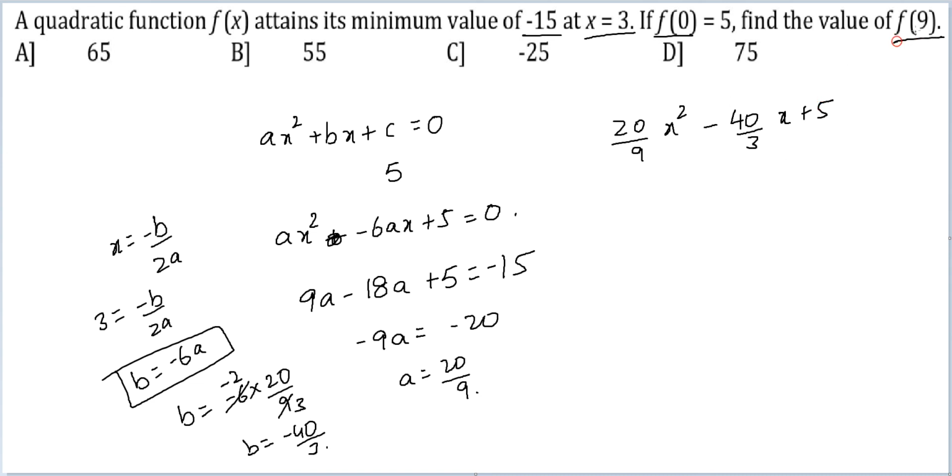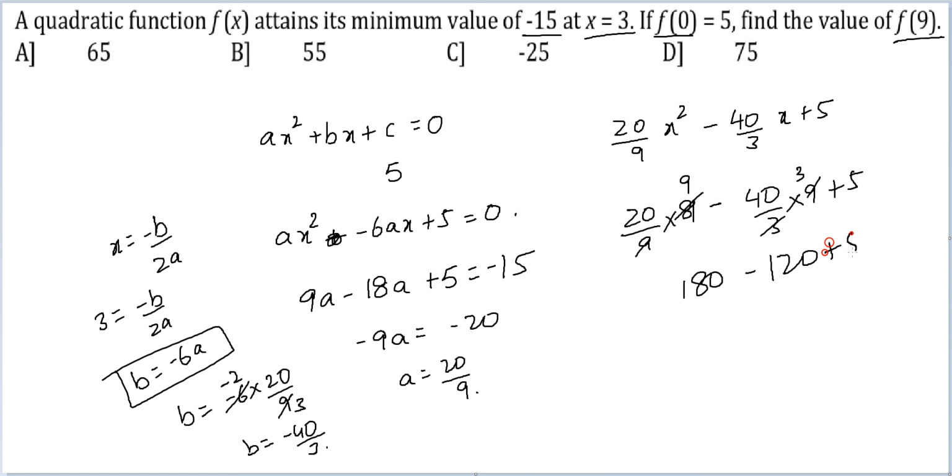We have to find out the value of f(9). Put 9 here. 20 by 9 into 81. Cancel 9. Minus 40 by 3 into 9. So cancel 3 plus 5. 180 minus 120 plus 5. Our final result 65, which should be option A.